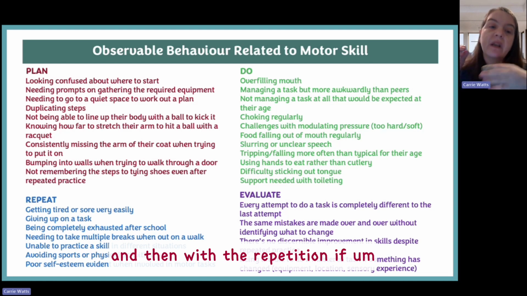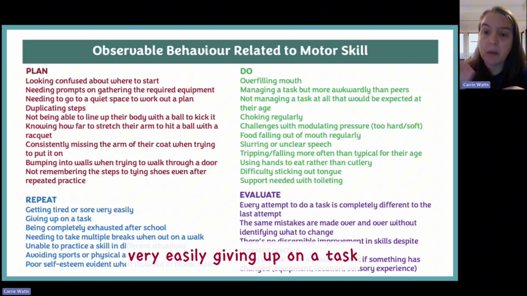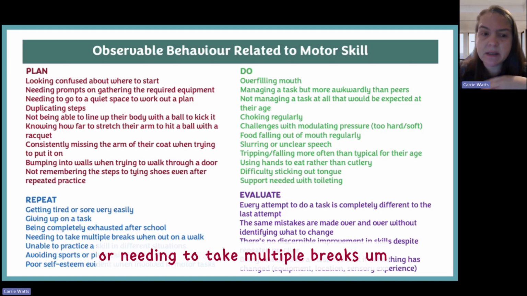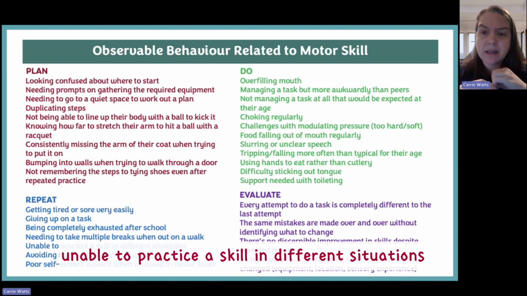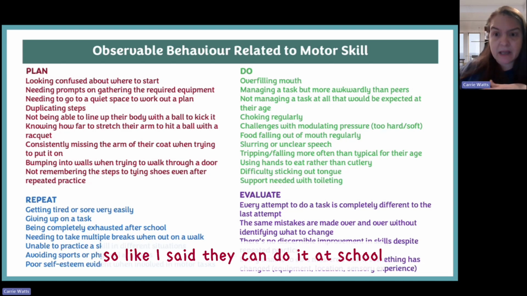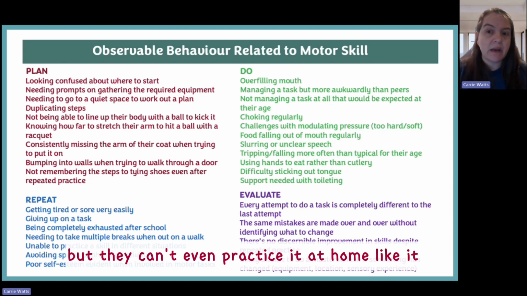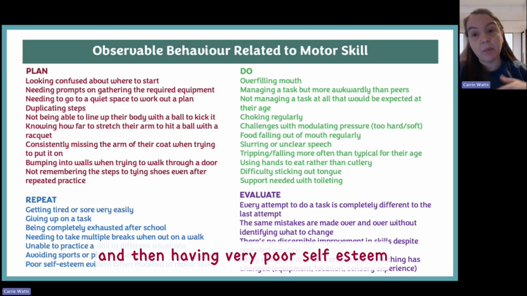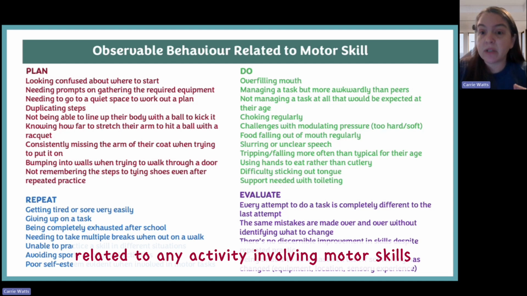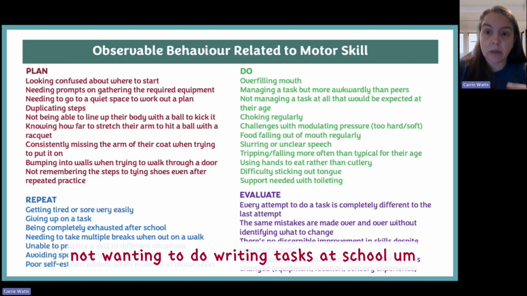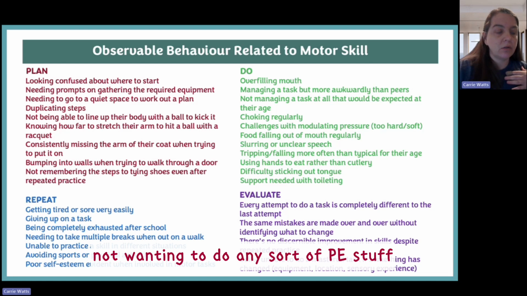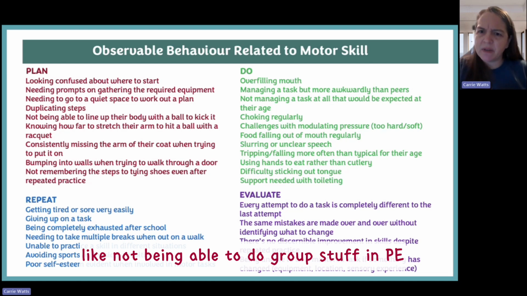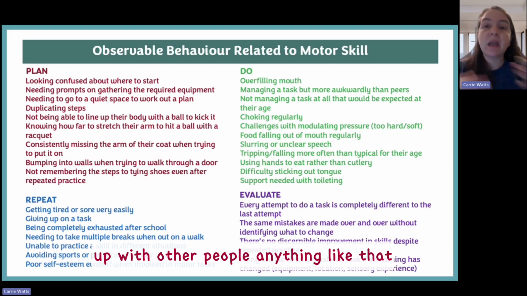And then with the repetition, if they're getting tired or sore very easily, giving up on a task, being completely exhausted by the school day, or needing to take multiple breaks, and being unable to practice a skill in different situations. Like I said, they can do it at school, but they can't even practice it at home. It's just too different. And avoiding sports or physical activities altogether. And then having very poor self-esteem related to any activity involving motor skills. So that could be not wanting to do writing tasks at school, not wanting to do any sort of PE unless it's individual stuff, like not being able to do group stuff in PE because you don't know how to line yourself up with other people, anything like that.